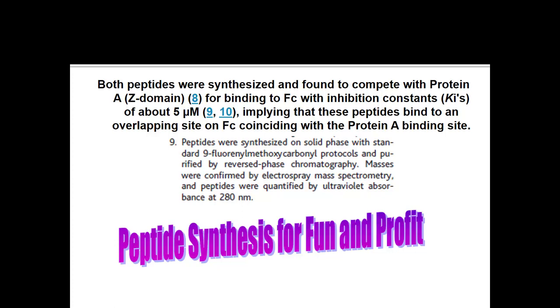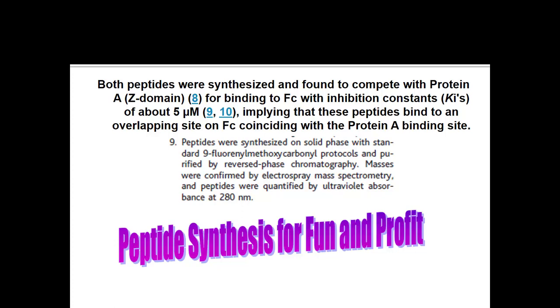They made peptides. You can synthesize peptides with FMOC chemistry. So they did that, and they found that if they threw in the peptides, the protein A would bind FC less. And they measured an inhibition constant, which is like a dissociation constant, like a KD. They found it was about 5 micromolar, so low micromolar affinity. That implies that these peptides bind to an overlapping site, the same site that protein A binds to.